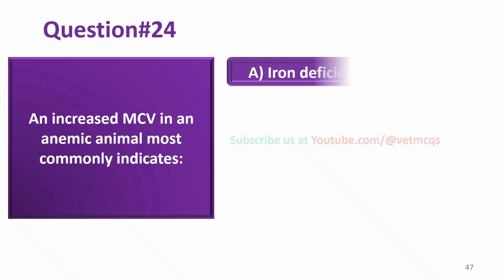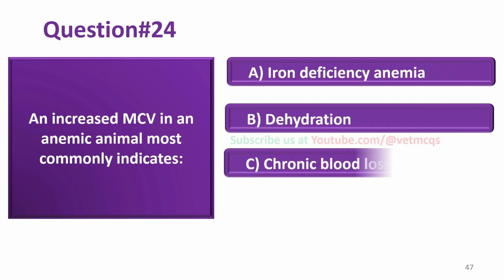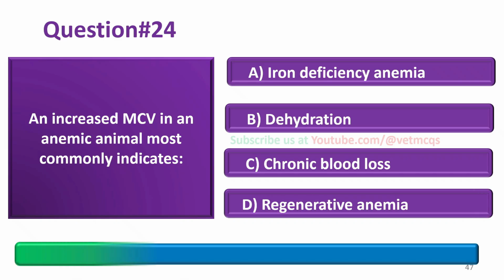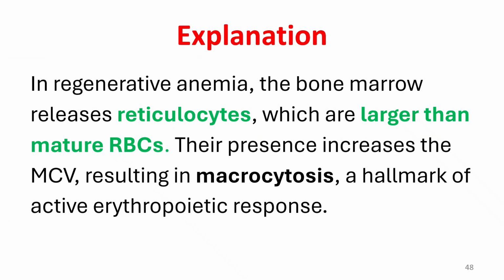An increased MCV in an anemic animal most commonly indicates iron deficiency anemia, dehydration, chronic blood loss, regenerative anemia. And the correct answer is option D, that is regenerative anemia.